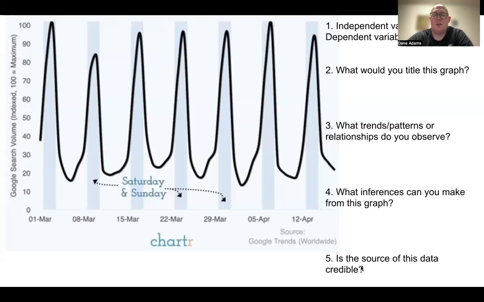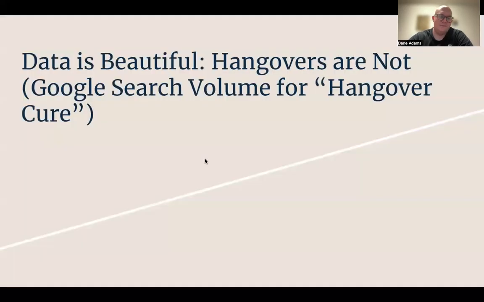Number 5 says, is the source of the data credible? It is, it's Google Trends, but I'm still stuck on this inferences. I'm going to show you the title of this graph, and I want you to tell me if you think a pretty key piece of information was omitted from the graph itself. Makes me giggle every time.